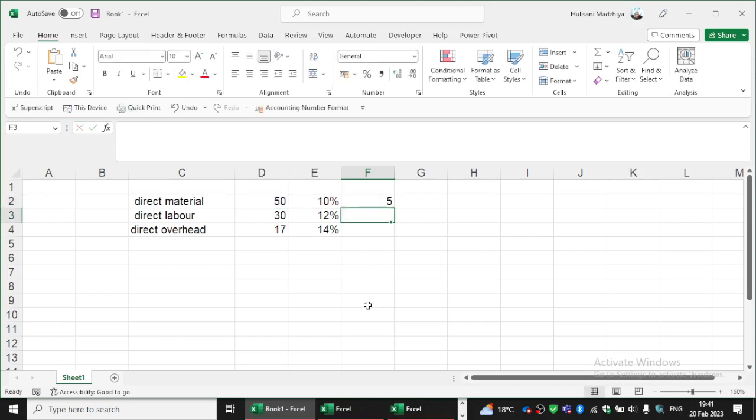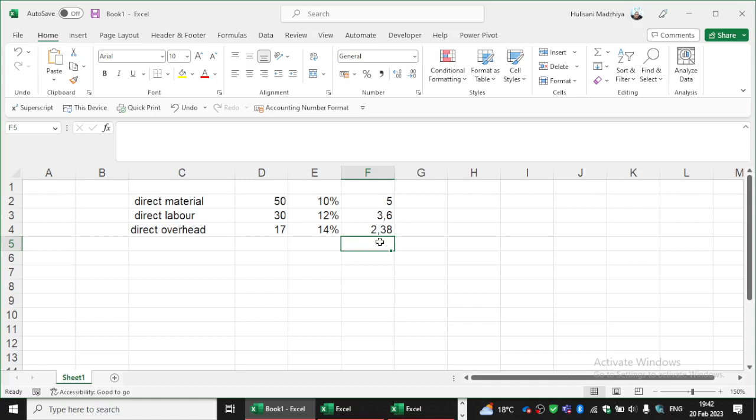So therefore this will be 5. And then 30 multiplied by the 12%, so this will give us 3.6. And then 17 multiplied by 14% will give us 2.38. Since we're using the positive sign to calculate the maximum, because the negative will calculate what?